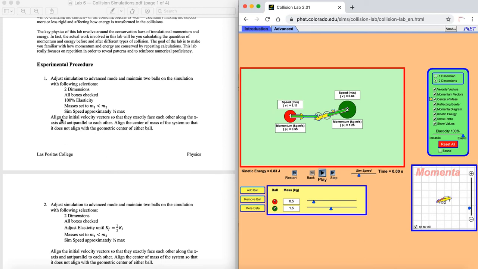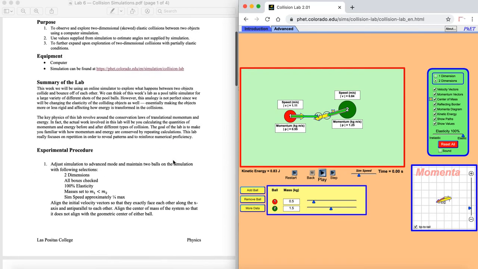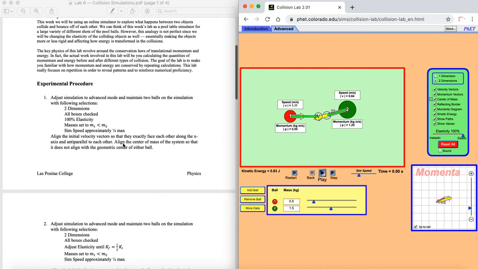You'll get used to the wording, but I'm going to go through each one of them. So align the initial velocity vectors so that they exactly face each other along the x-axis and are anti-parallel to each other. Align the center of mass of the system so that it does not align with the geometric centers of either ball. If the center of mass of the system had aligned with both the geometric centers of the balls, then this would actually be a 1D collision, and we'd be doing it on the introductory tab. So since the lab and the tab correspond to 2-dimensional collisions, it doesn't make sense to do a system where they're hitting head-on and they're lined up.